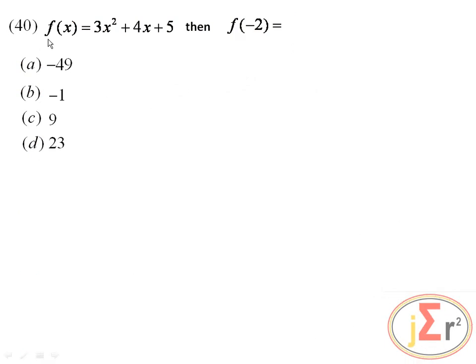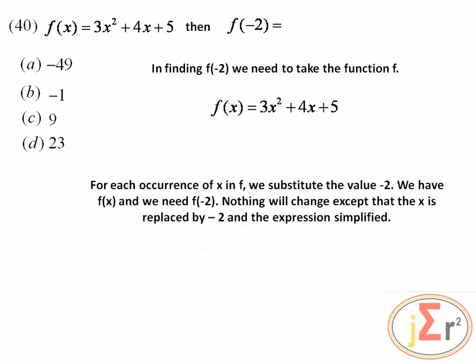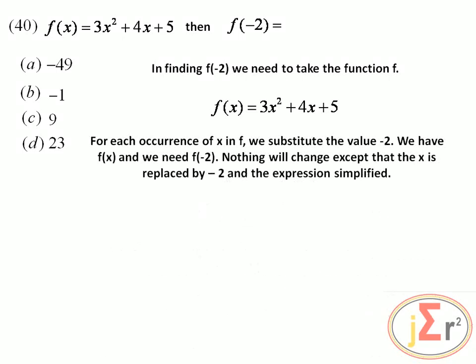We have this expression. A function f of x is 3x squared plus 4x plus 5. Then f of negative 2 is equal to... In finding f of negative 2, we need to take the function f, and what do we do next? For each occurrence of x in f, we substitute the value of negative 2.